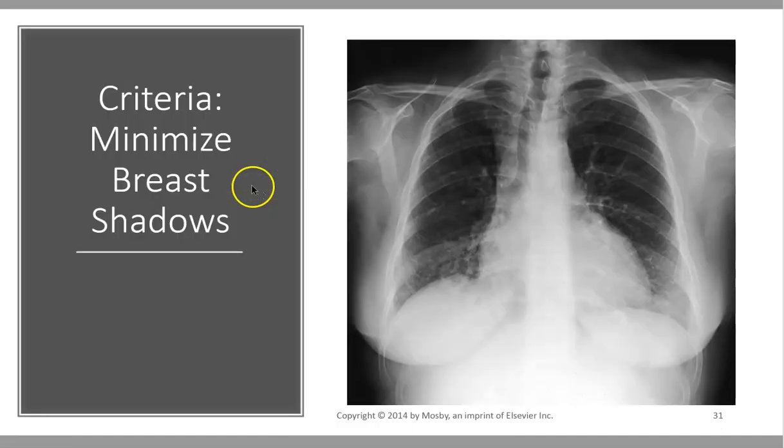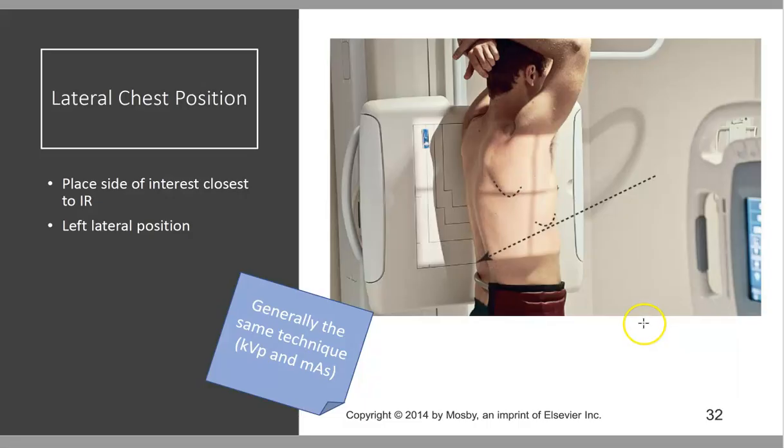You also want to be sure to lift your chin up, minimize breast shadow where possible. But let's talk about the lateral chest position now. So we've got everything completed, right? We're centered at T7. We already have our equipment lined up with how tall the patient is. Maybe we still have our left marker from where we placed it for the PA. Generally, it's the same kVp and mAs for that lateral, things like that.